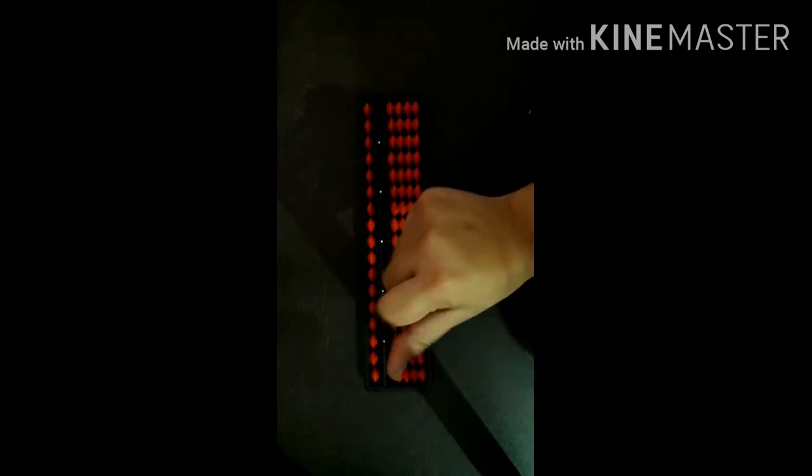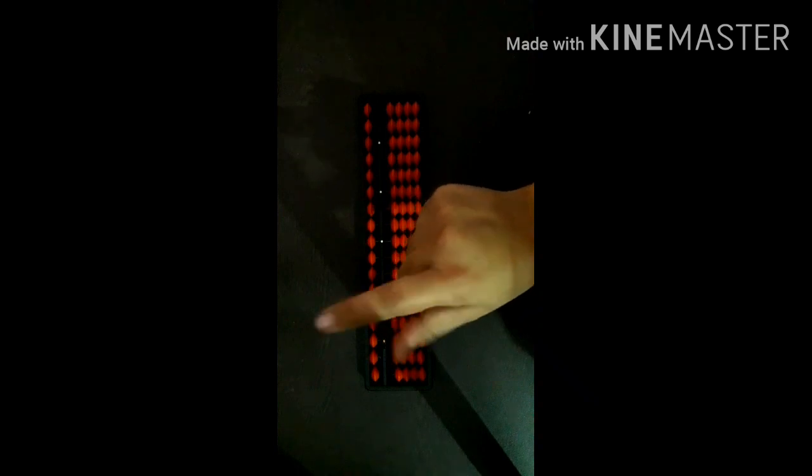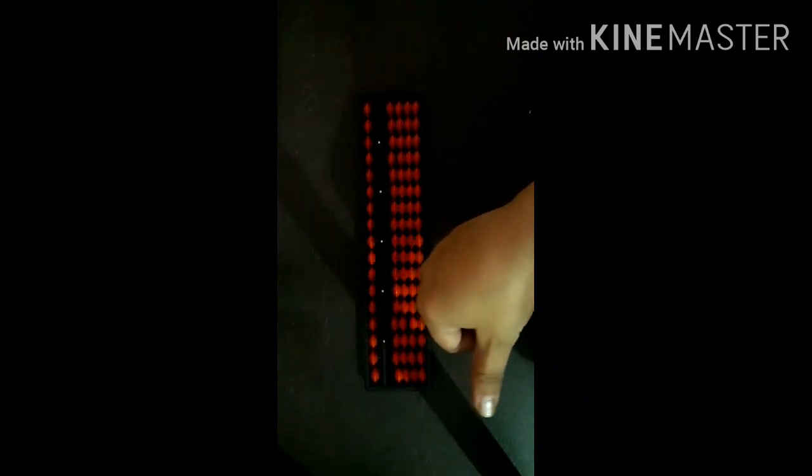Add means addition, to plus any number. Minus means subtract, to minus any number. So you have to do up, down, up, down. For add you have to do up, for minus you have to do down with your index finger. So let's start. If I have to add any number, like if I have to add 1, use your thumb.